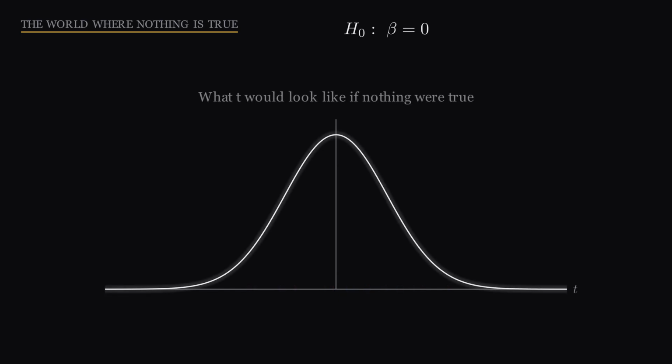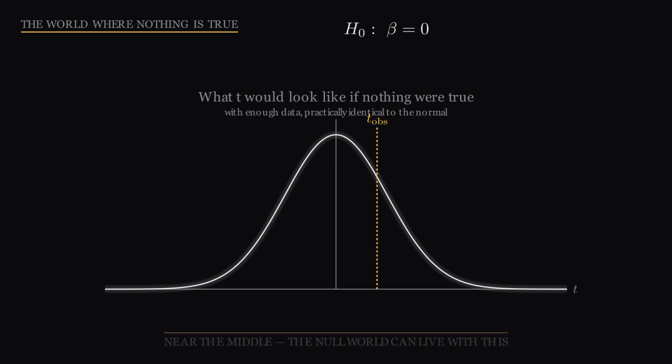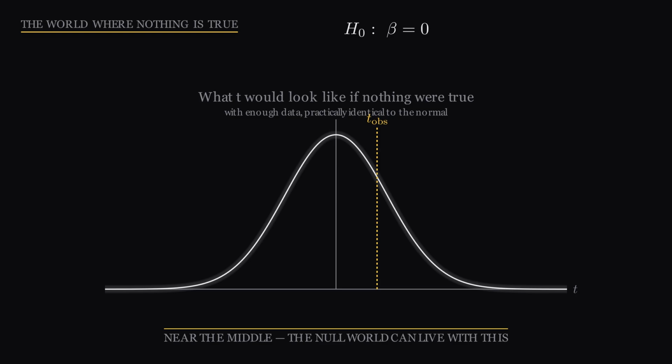Technically, it's a slightly heavier-tailed cousin of the normal curve, called the t-distribution, which is where the t-statistic gets its name. With enough data, the two are practically identical. Now we drop our actual, observed t-statistic onto the picture. If it lands near the middle, our data looks perfectly ordinary for a world with no relationship.